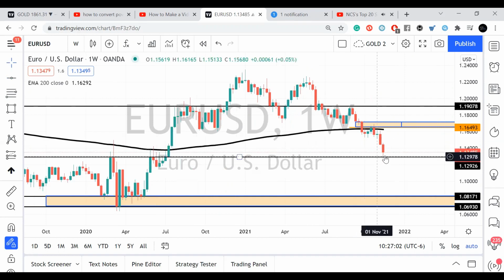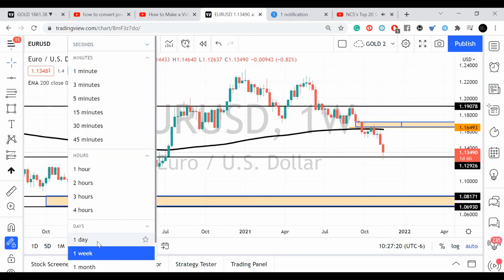Now you see what I already did here. So from the weekly, this is our zone from here to here. Why do I mark this black line? These are points of reference. Whenever price comes here, we expect to have a change. So from the weekly, we'll go to the daily.